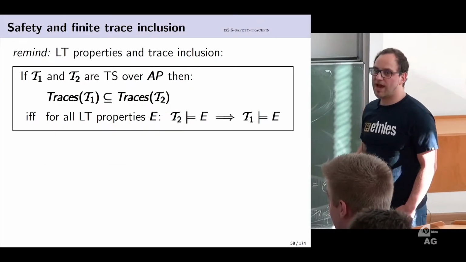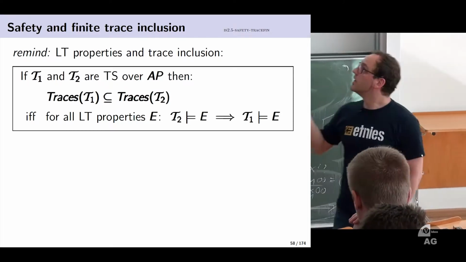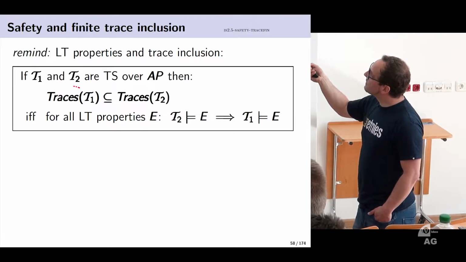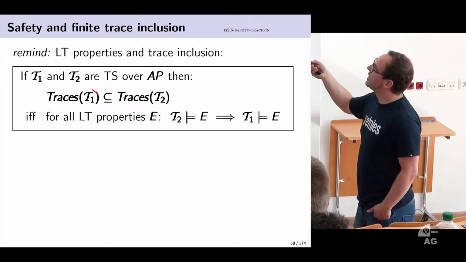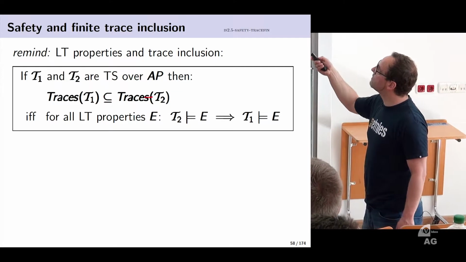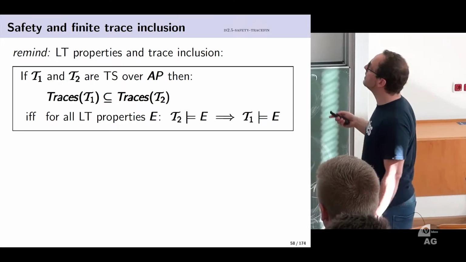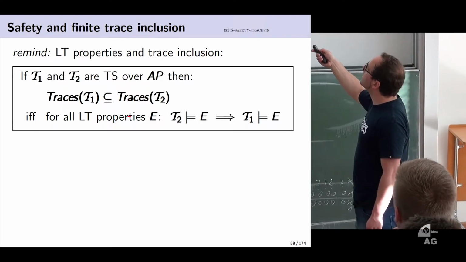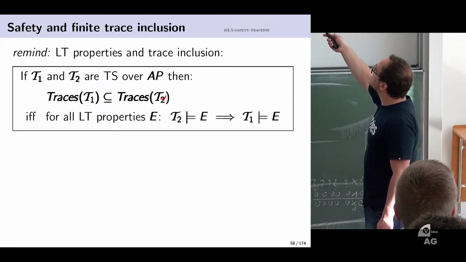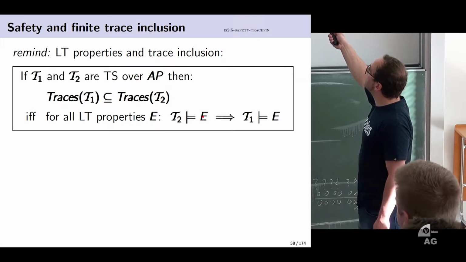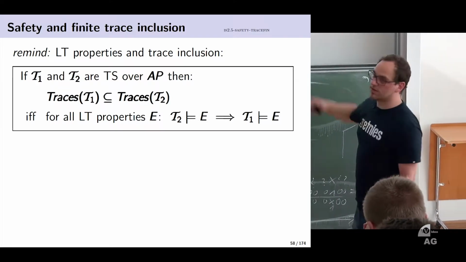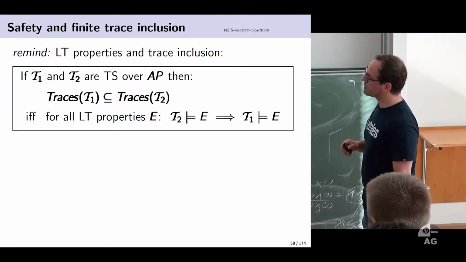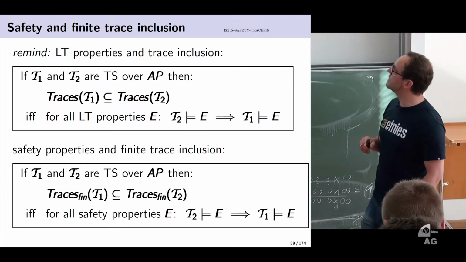Now recall from the last lecture that if we have two transition systems, T1 and T2, and the traces of the first one are fully contained in the traces of the second one, then this is equivalent to having that for all LT properties E, if the second one, T2, satisfies the linear time property, then also the first one satisfies the property. This we already had in the last lecture.